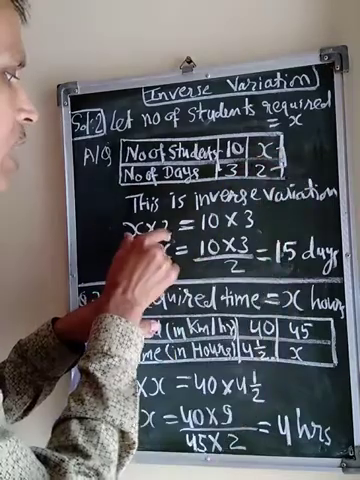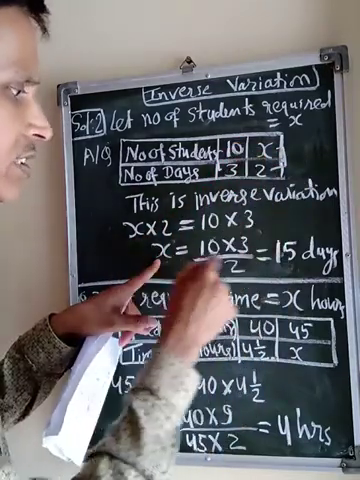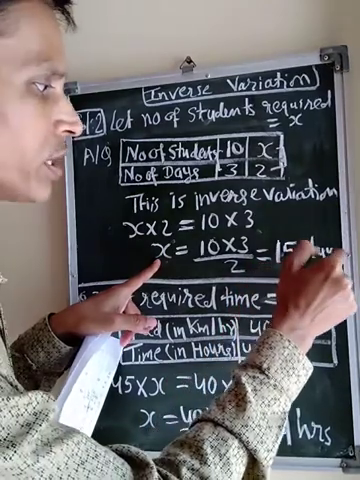So these two I have multiplied, these two I have written here, and I am solving for x. Answer is 15. So 15 days.